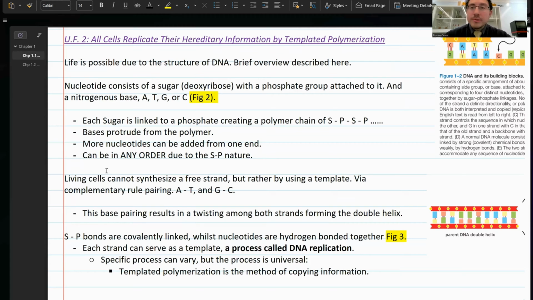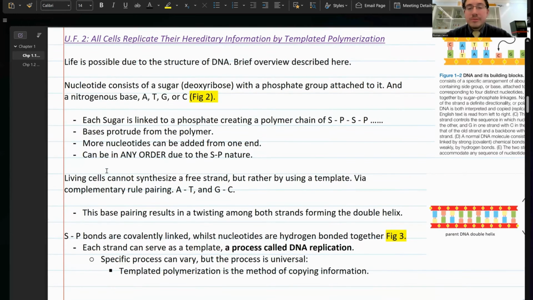And this undergoes several steps. In this chapter, it very briefly talks about it. In the later chapters of this textbook, it goes into extensive detail, but this is essentially transcription and translation, and DNA replication. All of this is used by DNA templated polymerization. And the first thing we're going to talk about is DNA replication.